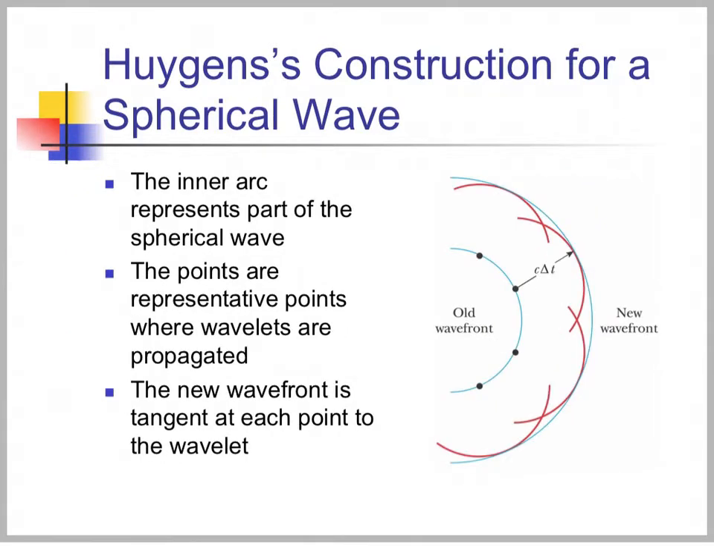This works for curved waves too. So here I have my original wavefront. I take some point sources and I propagate circularly out from each of those. And as I do, when I'm done, if I join all of them with a line tangent to every wavefront, I get the new wavefront. And so this circular wave expands out as expanding spheres.